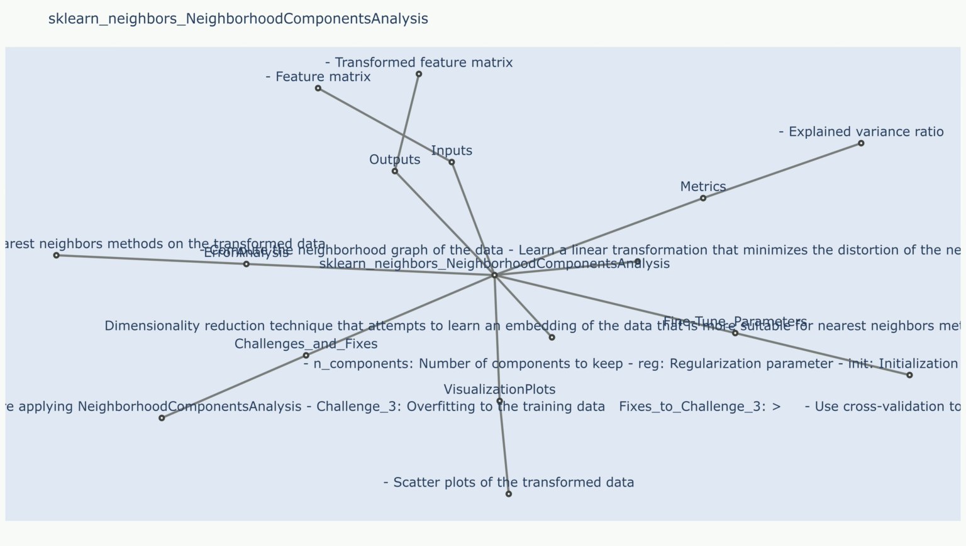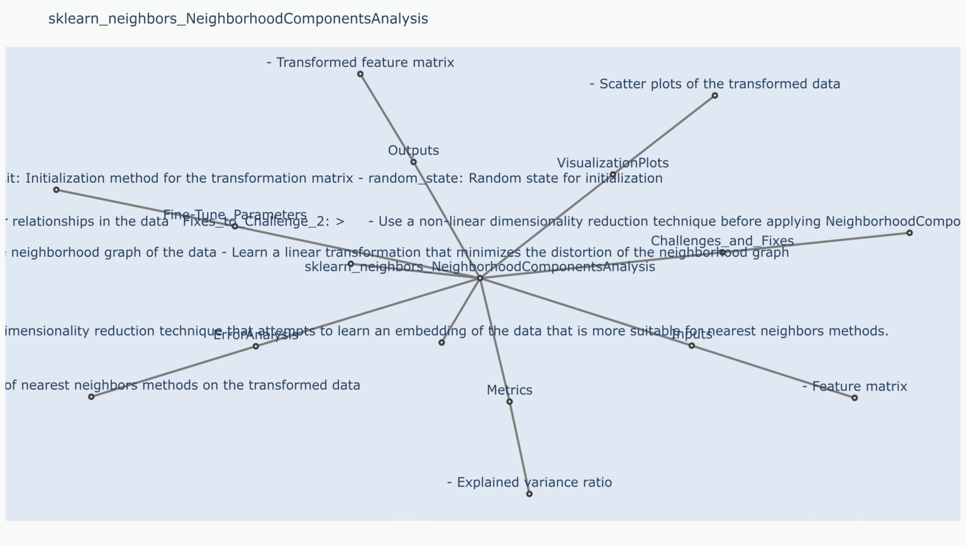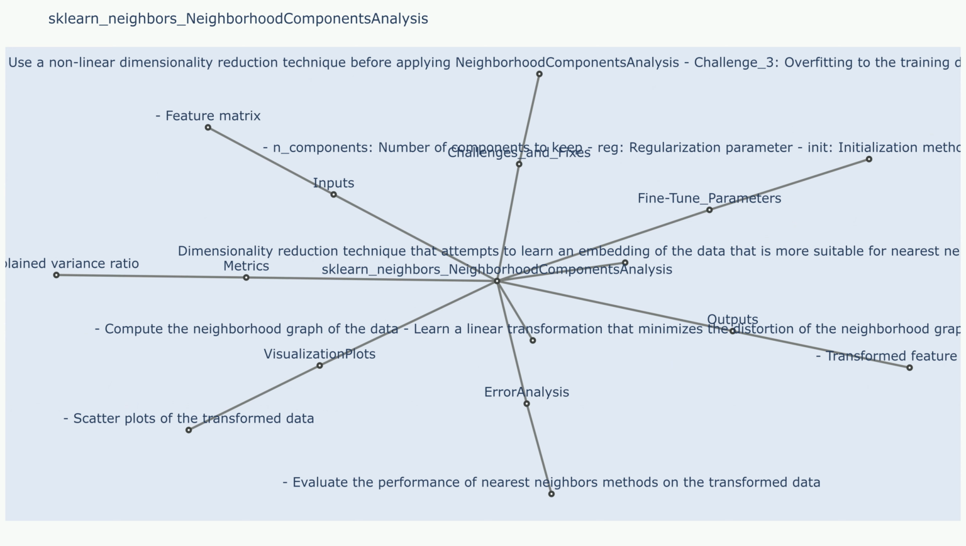Inputs: X, the training input samples, where n_samples is the number of samples and n_features is the number of features. n_components, the number of components or dimensions to project onto. This parameter controls the dimensionality of the output space. Outputs: components_, the projection matrix learned by the algorithm. It has shape (n_components, n_features) and represents the transformation that maps the original data to the lower dimensional space.